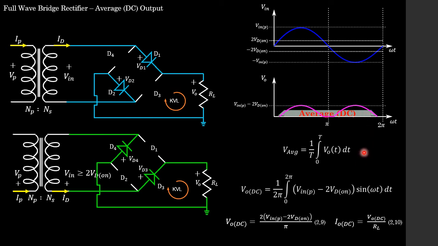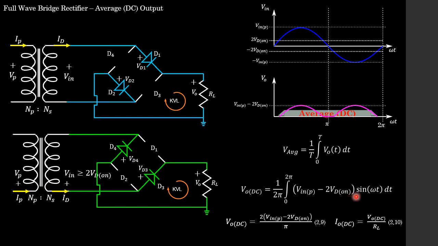In order to determine that, students, we take this expression over here, which is 1 over our period, the integral from 0 to our period of our output voltage. So basically, we're integrating from 0 all the way to our period, which is 2 pi. We plug that into this expression and get 1 over 2 pi, integral from 0 to 2 pi, of our peak voltage, which is V in peak minus 2 times V D on.